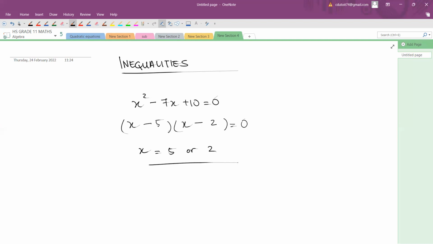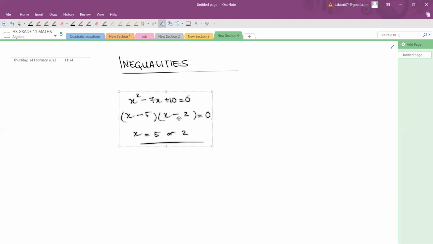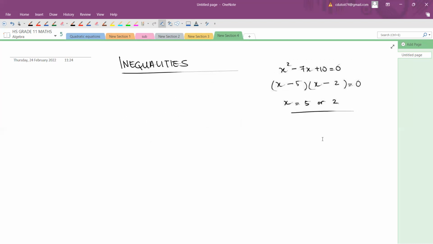Okay, that was simple. Well, yeah, depends on how well you can factorize. Now we're going to do not equal 0, but various values that can be larger or smaller than 0. So in that first sum we did, we only found 2 values. If we substitute those 2 values back into the equation, we get 0. But now you can get something like this.